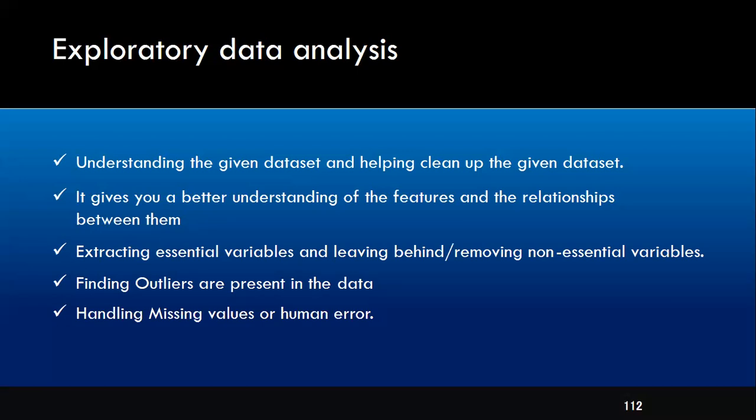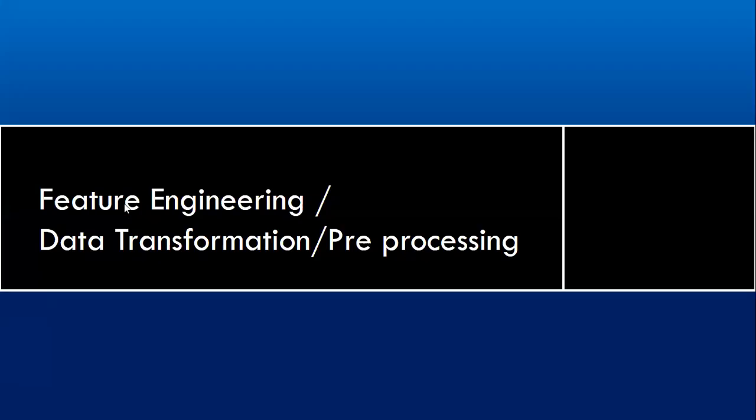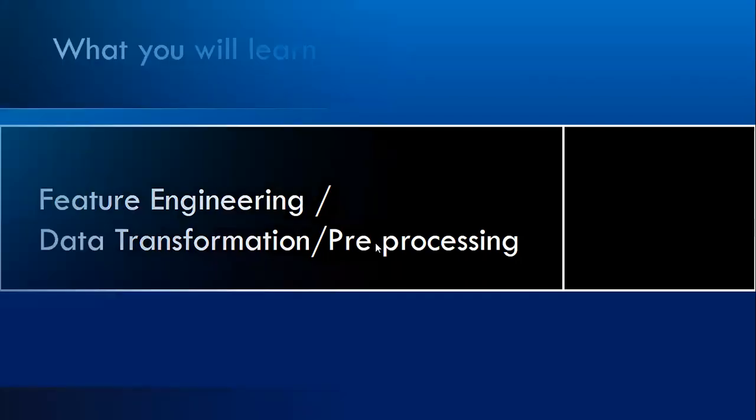Unless you explore, how will you know the quality of the data? How will you know whether a relationship exists between the columns or not? That's why this is one of the crucial phases of data science. You have to explore the data extensively. The next one is feature engineering. It is also called data pre-processing or data transformation. They use different terms, but all these terms refer to the same thing.